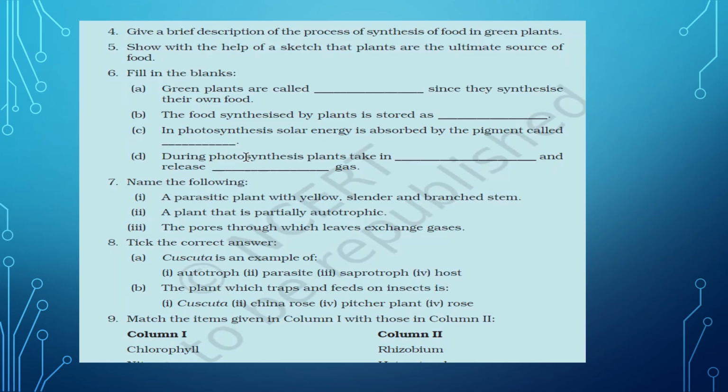A parasitic plant with a yellow, slender and branched stem. This is what is there in your diagram given in the lesson. I have told you which plant that is, just write the answer. A plant that is partially autotrophic. You should name the plant which is partially autotrophic. And the pores through which the leaves exchange gases. Very common answer. You know that.